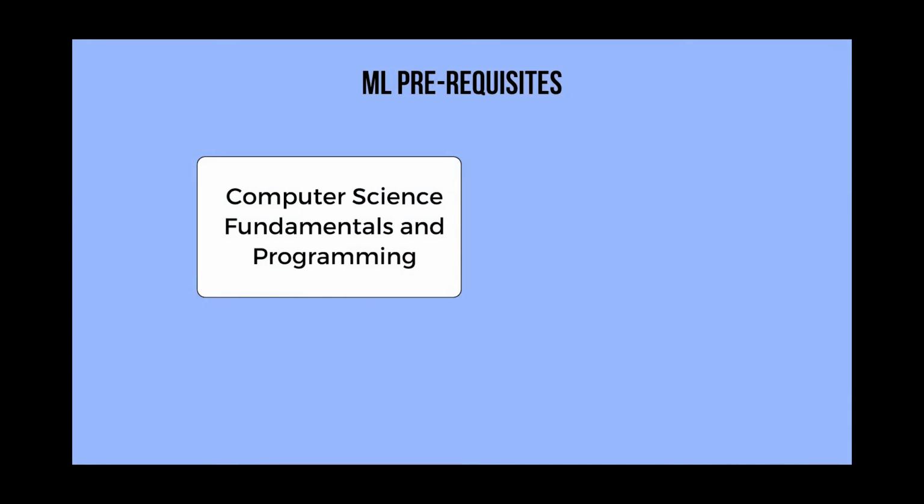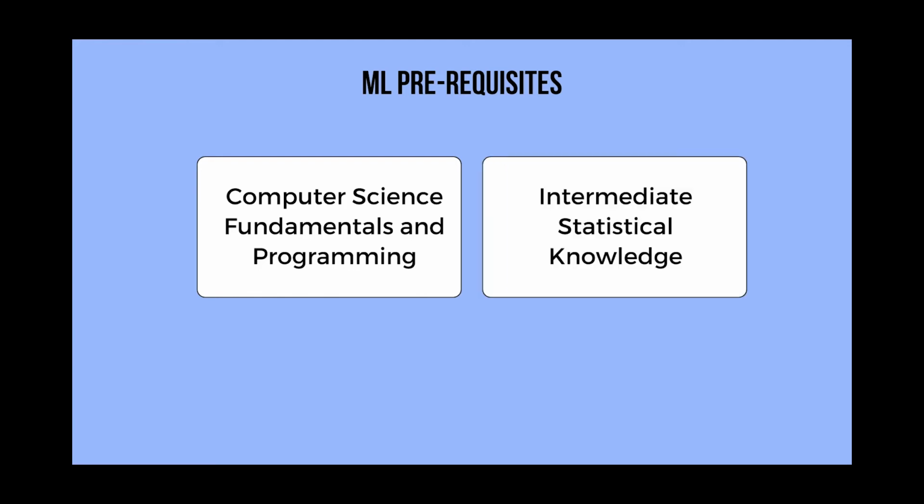So, the first one is computer science fundamentals and programming. Many machine learning applications today require a solid foundation in basic scripting or programming. It is not just about writing complex algorithms, but being able to understand and manipulate the underlying structures. Without a good grasp of these fundamental skills, it will be challenging to make the most of the machine learning tools available. So, if you're seriously considering diving into machine learning, it's advisable to brush up your programming skills.